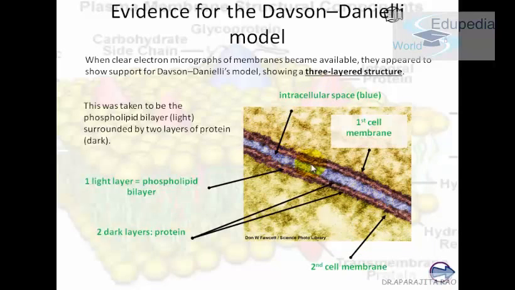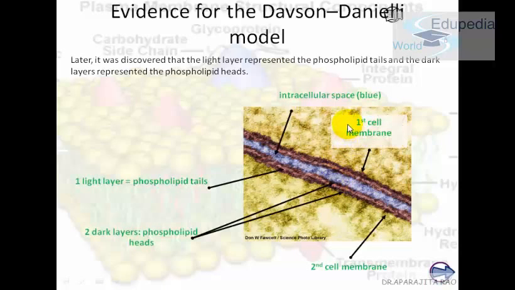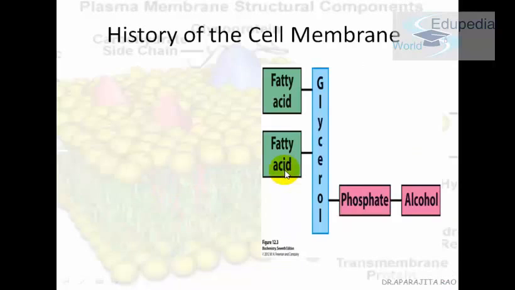This first layer is the light layer, the phospholipid bilayer, and the dark lines that you can see are proteins. This is what they thought. But later on, they realized that this is the first membrane, this is the second membrane, and the two dark layers are actually nothing but phospholipid heads, and the light ones are phospholipid tails. So there was no protein in this.